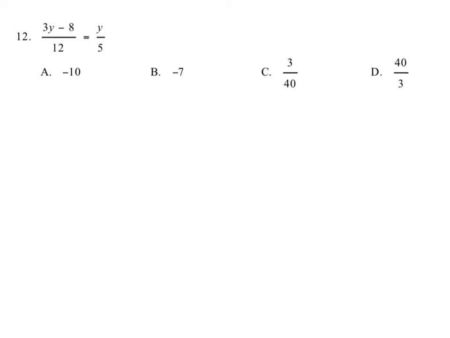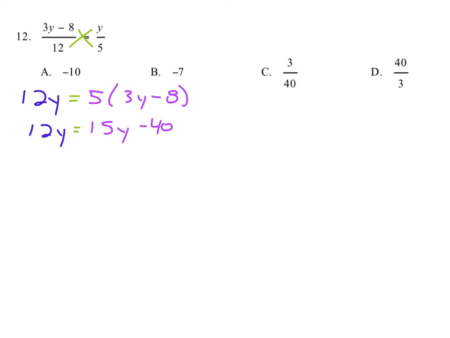Now let's round this out with this problem. This times this, over that times that. And we're going to get 12y equals 5 times 3y minus 8. Okay? And then that means that 12y is equal to 15y minus 40.